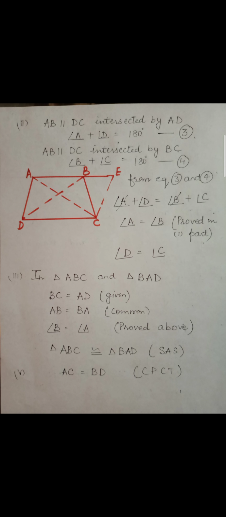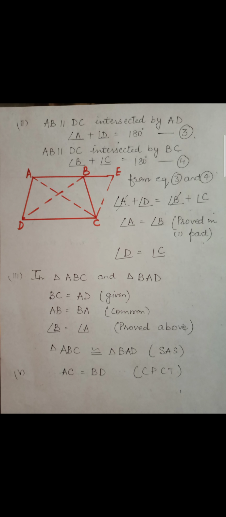Now we are proving the second part, angle C is equal to angle D. So AB parallel to DC, it is intersected by AD. Then angle A plus D is equal to 180 degrees, co-interior angles. Similarly, AB parallel to DC intersected by BC, then angle B plus C is equal to 180 degrees. It is again co-interior angles. Now right sides in equations 3 and 4 are equal, so left sides are also equal. A plus D is equal to B plus C. A is equal to B, we have proved in the first part, so D is equal to C.